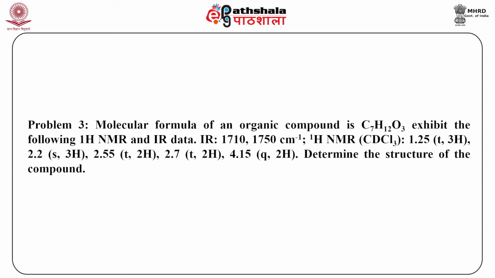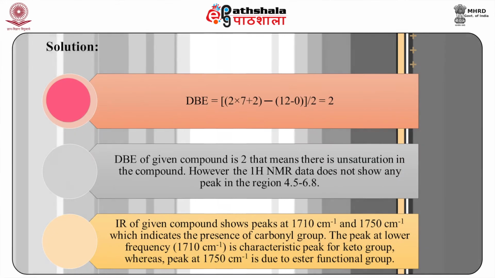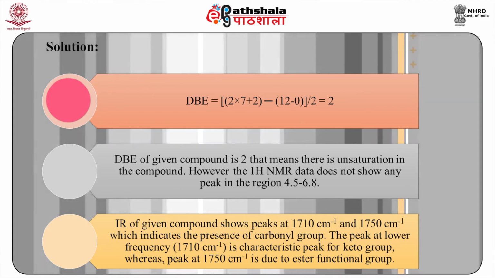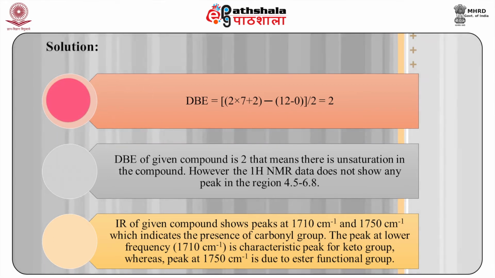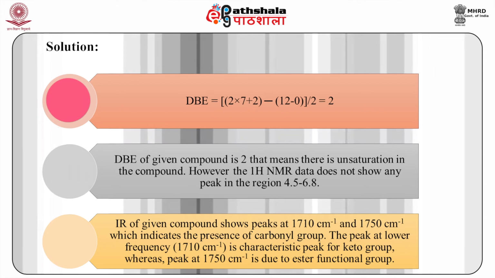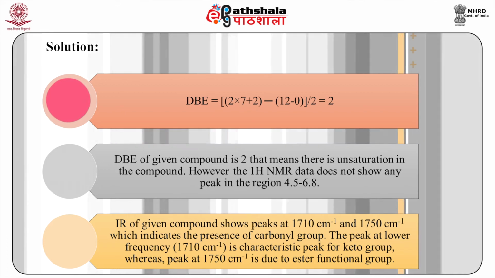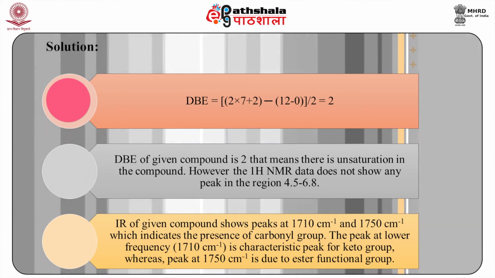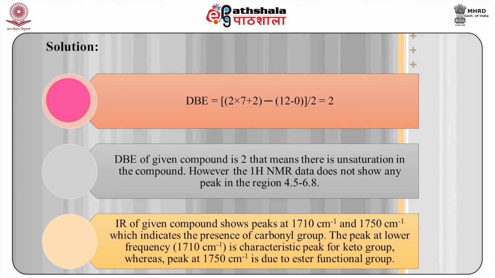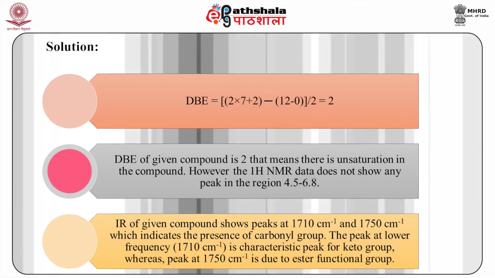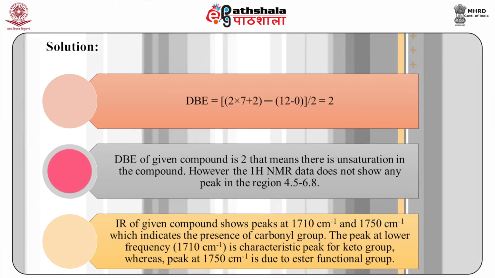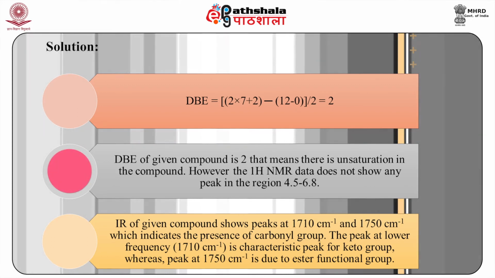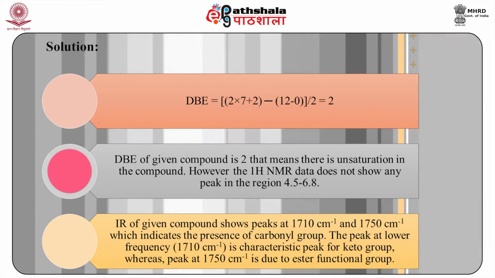Now, we have to determine the structure of the given compound. For the solution of this problem, if you take a look at the formula of the given unknown compound, it is C7H12O3. In this, the double bond equivalence as calculated by the formula will come out to be 2. Thus, the DBE of the given compound is 2. That means there is an unsaturation in that compound.